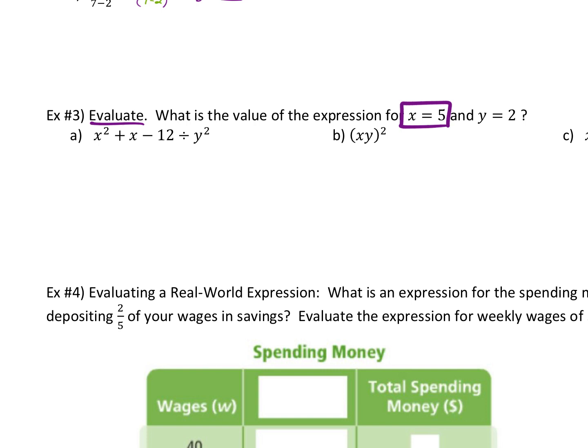X equals 5 and Y equals 2. So we're going to drop in our 5s for our X's. Our Y's are going to be a 2. So let's start by just dropping those in without simplifying a thing. See if you can write that down. Does it look like that? 5 squared plus 5 minus 12 divided by 2 to the 2nd power.